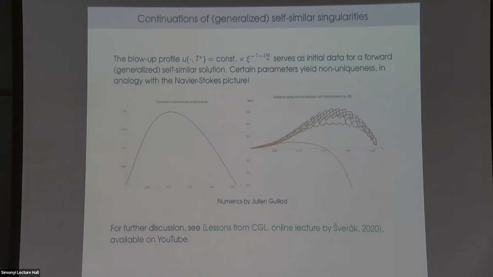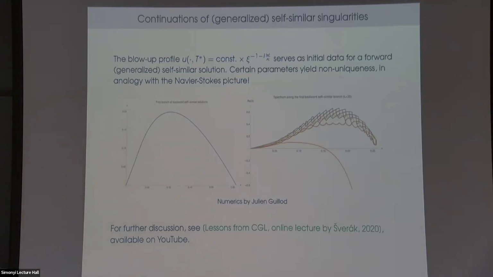Okay, so for complex Ginzburg-Landau, we know that singularities can occur, and you can even describe them in a fairly detailed way. You know what the blow-up profile looks like. The blow-up profile, so what the solution looks like at the blow-up time, looks like a constant times x to some power. This serves as initial data for a potential continuation of the solution. And now you're in the situation that was studied for Navier-Stokes by Šverák and Guillod. So you can look for non-uniqueness arising from this kind of data.